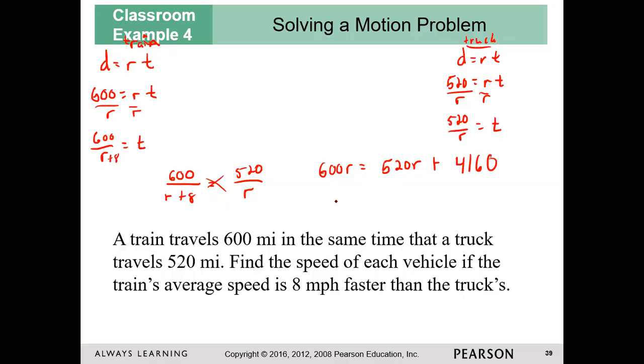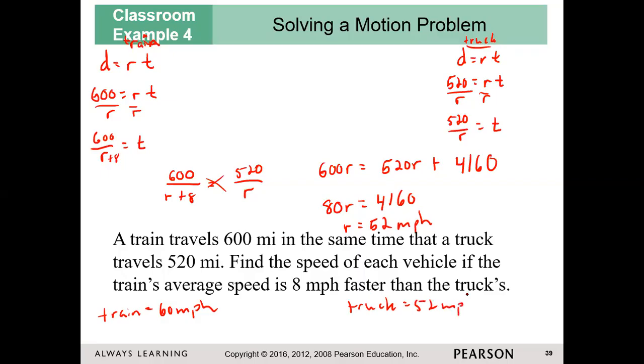So we get R on one side. And that's going to give us 80R is equal to 4,160. And then we can divide by 80. So we get the rate is 52 miles per hour. And remember, we set this R to be the rate of the truck. So the truck is going 52 miles per hour, which means the train is going 60 miles per hour. So my train is 60 miles per hour, where the truck is 52 miles per hour.